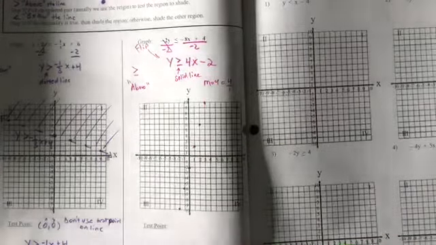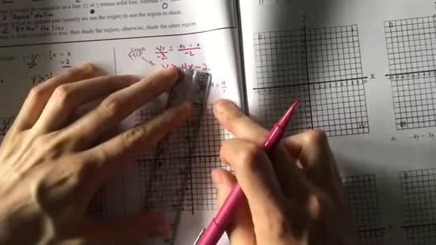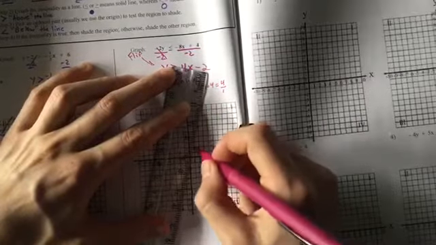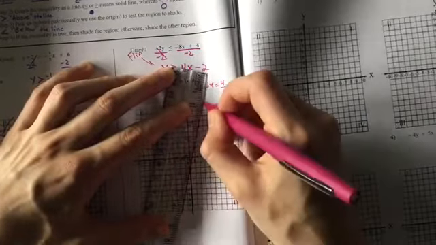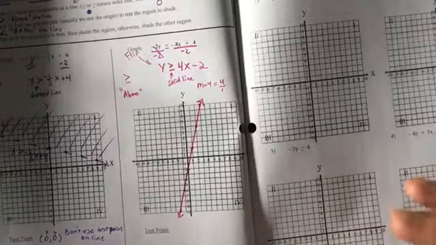Now I'll take my ruler and create our line. It's a solid line, so worry-free, just go right through. Put my arrows, and now we have to think about our shading.